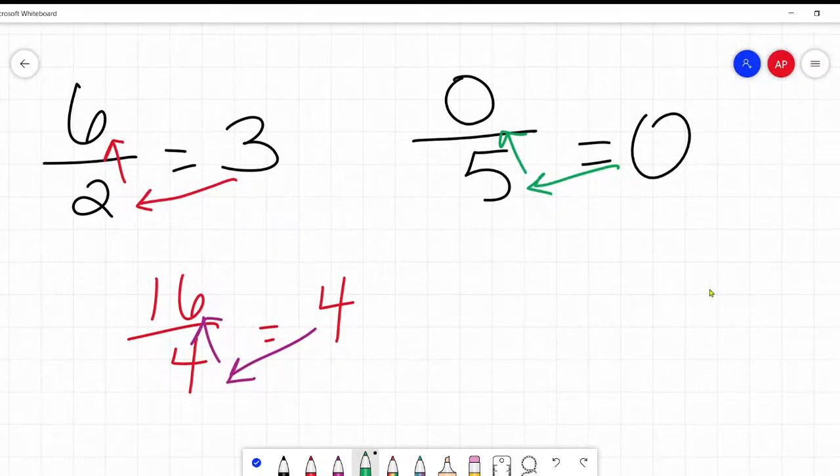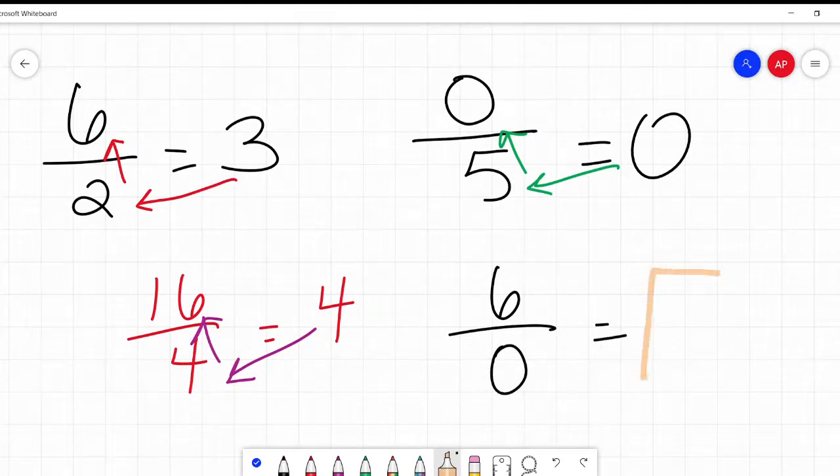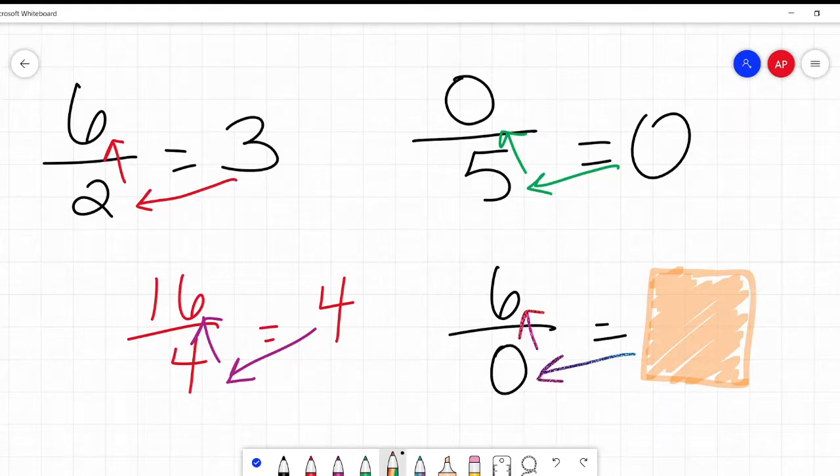However, what if the 0 is on the bottom? Is there any number that I can put over in this little shaded box over here? Is there any number I can put here where if I multiply back times 0, I will get 6? No, because everything times 0 is 0. So no matter what number I put over there, no matter how big or small, positive, negative, you name it, I cannot multiply it by 0 and get 6. There is no number, so there is no answer.